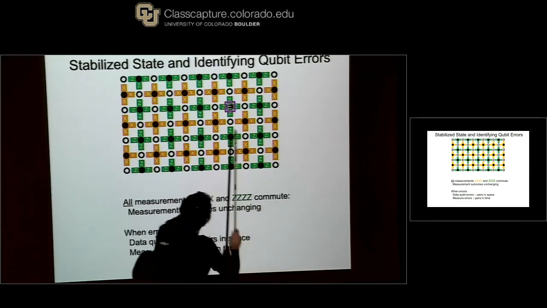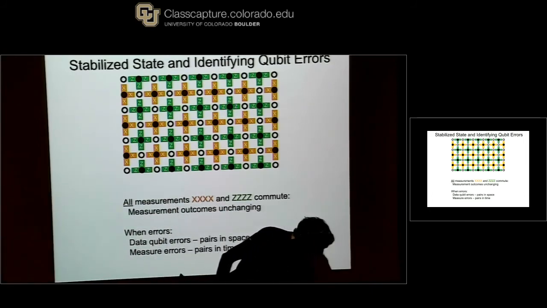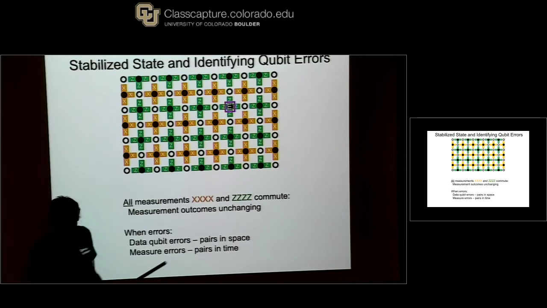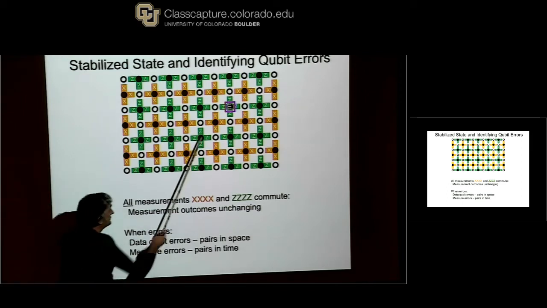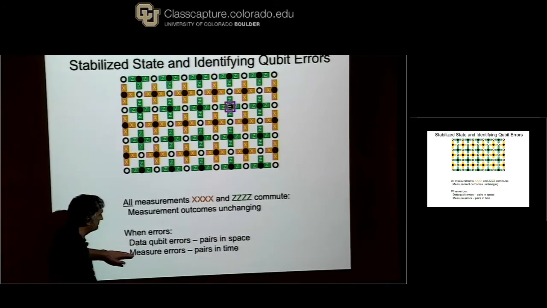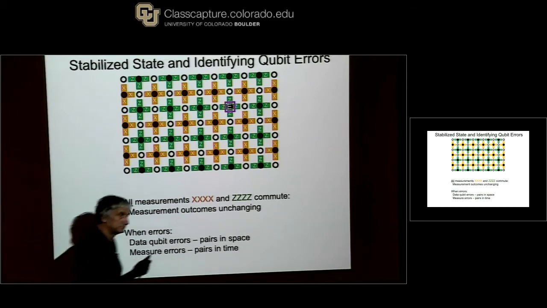Let's say you had a single qubit error, and the next cycle it changed again. So I can't write that. Okay, it changed twice. Then we're going to say that was a measurement error, because it changed and then changed back. That was something due to a measurement. So when you have errors in space, that's a qubit error. When you have an error in time, that's a measurement error. So you can separate those out. Okay, that's the idea. Questions on that?